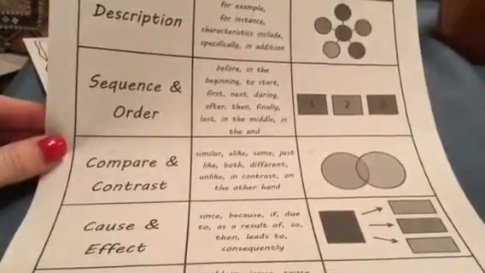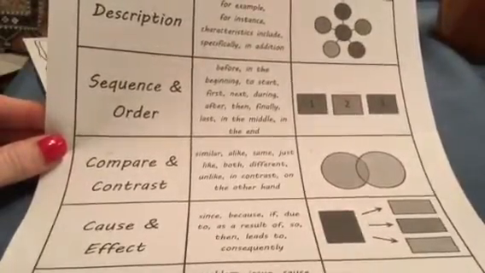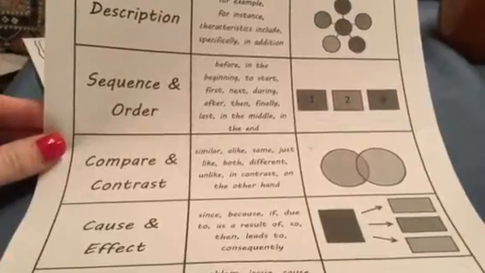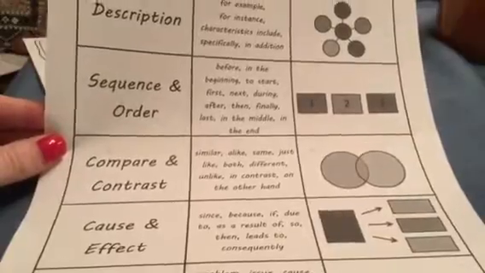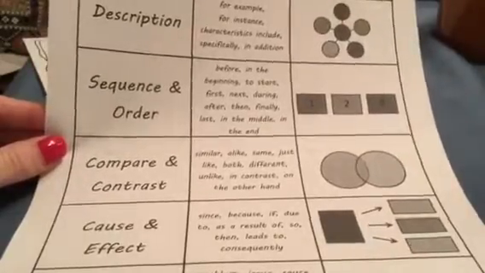The third text structure is compare and contrast. This is when things are talked about how they're similar, alike, and then talk about how they're different. Other keywords are on the other hand.